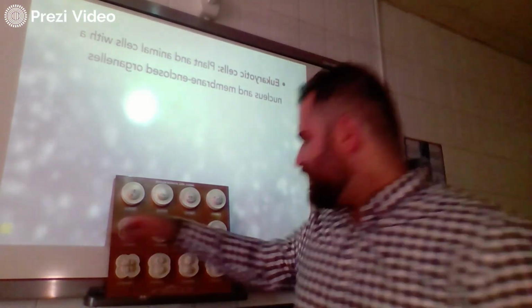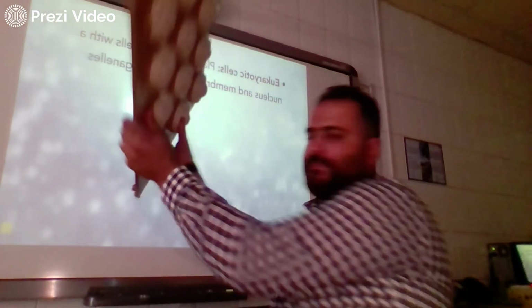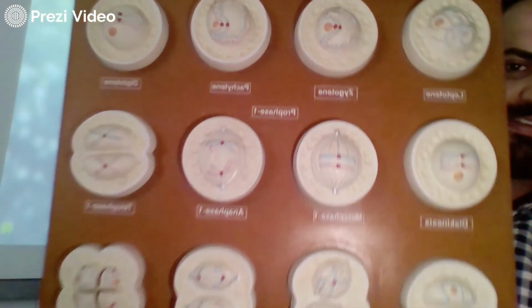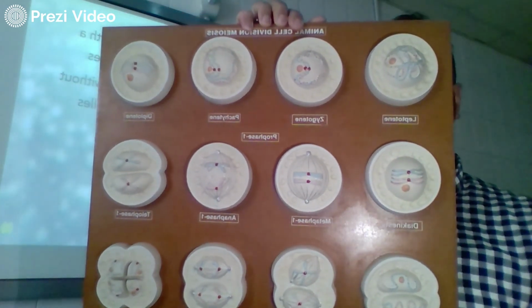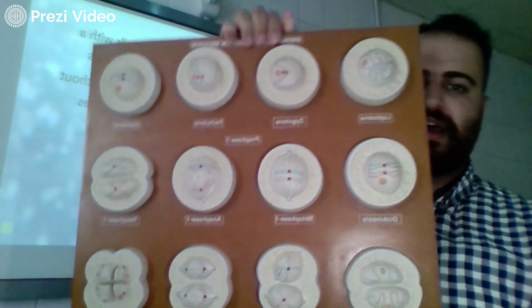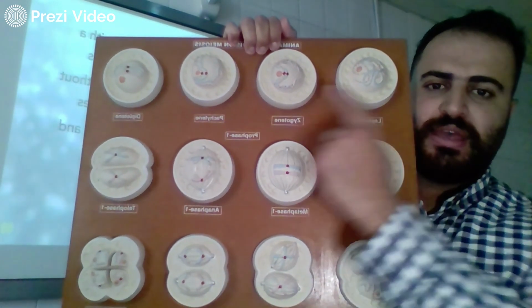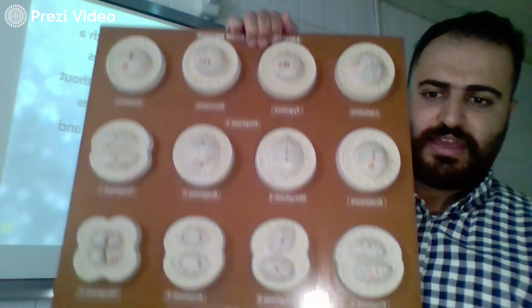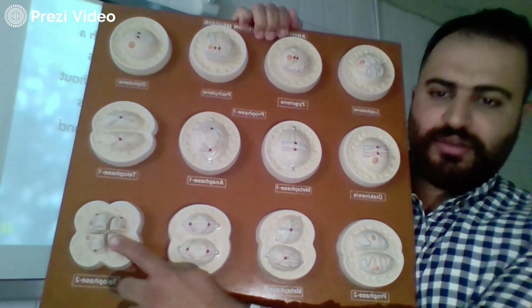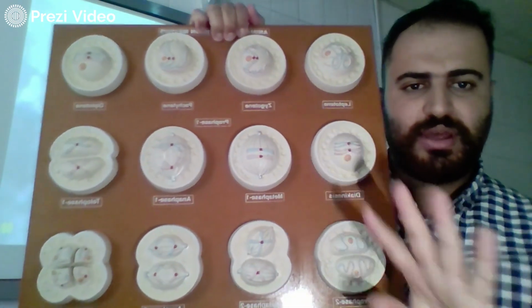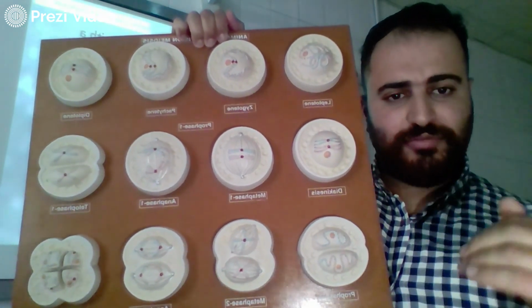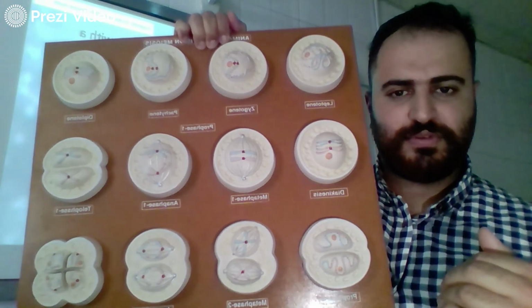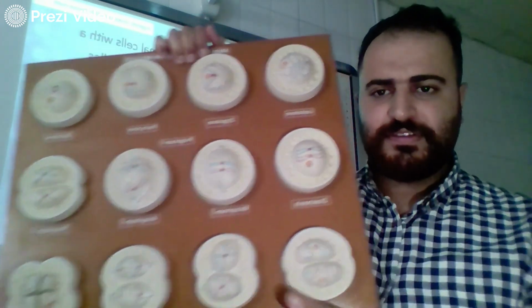So, in this model, we can see the different phases of meiosis, and each phase has its obvious events happening. At the end, we are forming here four cells that are haploid, each cell having half the number of chromosomes. It means 23 chromosomes.